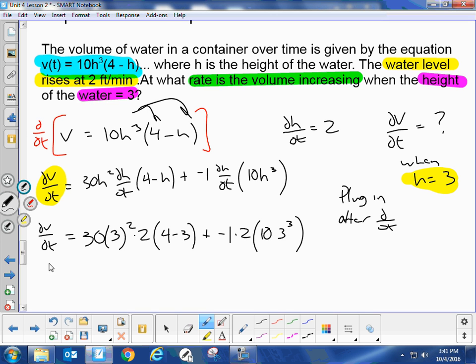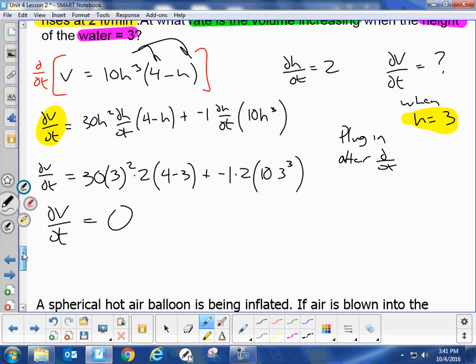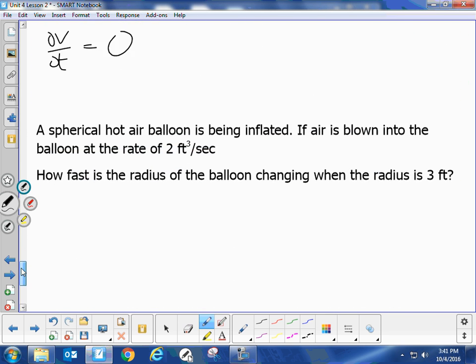That's incredible. What a great answer. So it turns out at that specific moment, the water's not changing at all. Fascinating. Neither increasing nor decreasing.